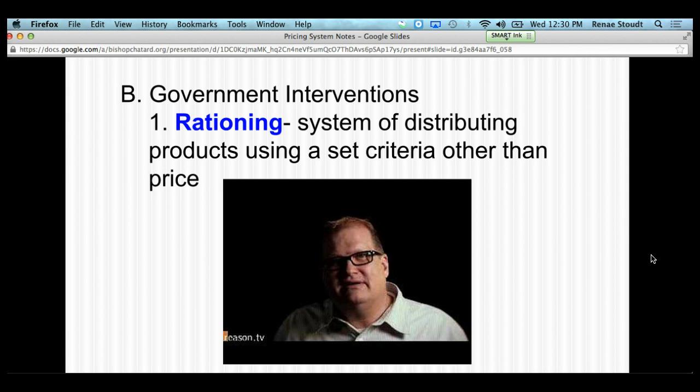Okay, so I wanted to show you this. Okay, so government interventions. The government can get involved. So, pricing is one way to do things. Government can get involved and we can do something called rationing. So, rationing is a system of distributing products using a set criteria other than price. Now, it does not always have to be the government that decides how we're rationing things, okay?